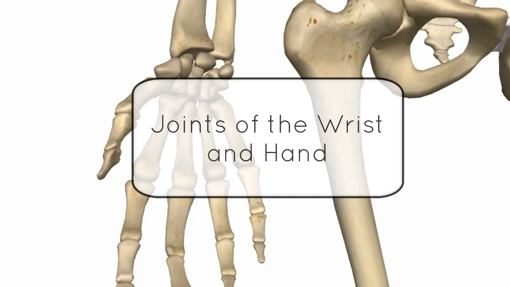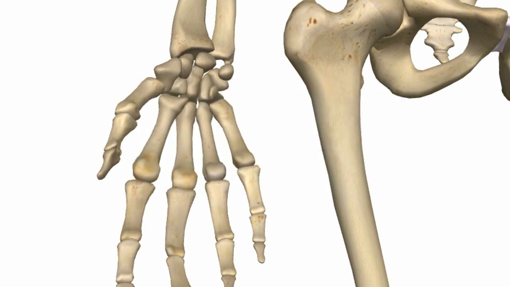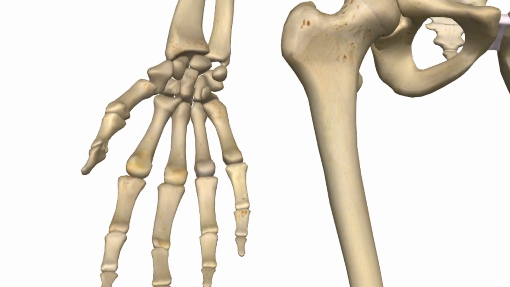Okay, so this is a tutorial on the joints of the wrist and the hand. We'll take a look at some of the features of these joints, look at the ligaments and the kind of movements that occur at these joints. We'll start off with the wrist joint and work our way distally through the various hand joints.